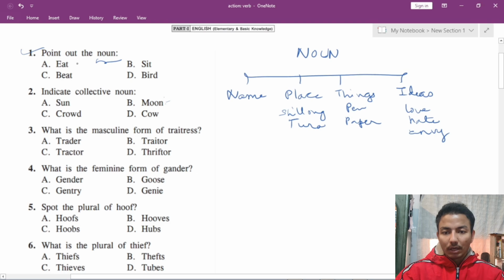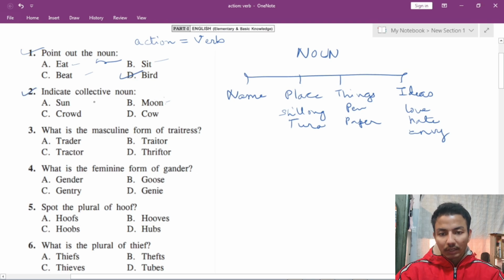Point out the noun. Eat, sit, beat. So these three are actions. And action, as we can recall, is a verb, V-E-R-B, verb. So the correct option here is bird, since bird is the name of an animal. Okay, let us move on to the next question.